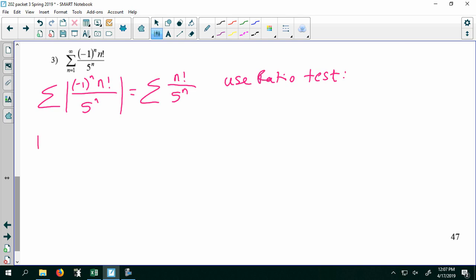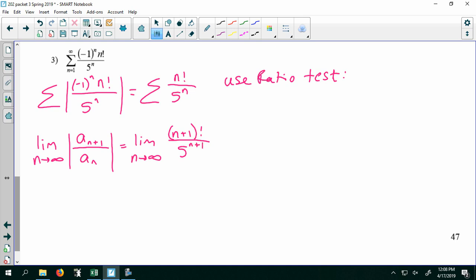The ratio test says take the limit as n goes to infinity of the absolute value of the n plus first term over the nth term. The n plus first term means replace the n's with n plus 1's. So this is (n+1) factorial over 5^(n+1). And then I'm going to divide by the nth term, so that is n factorial over 5^n, all in absolute value.